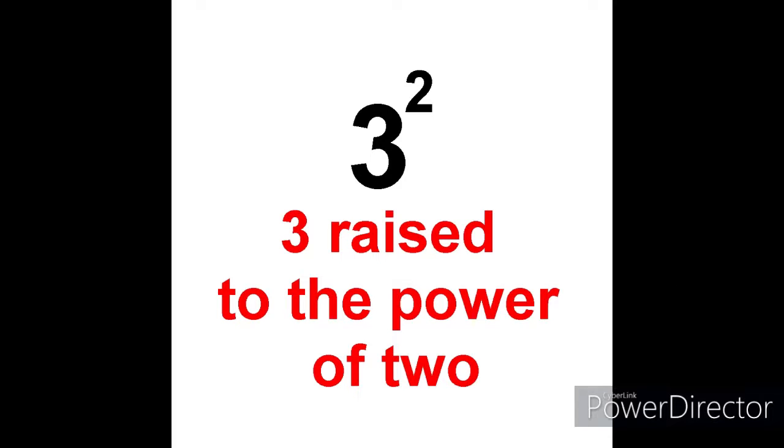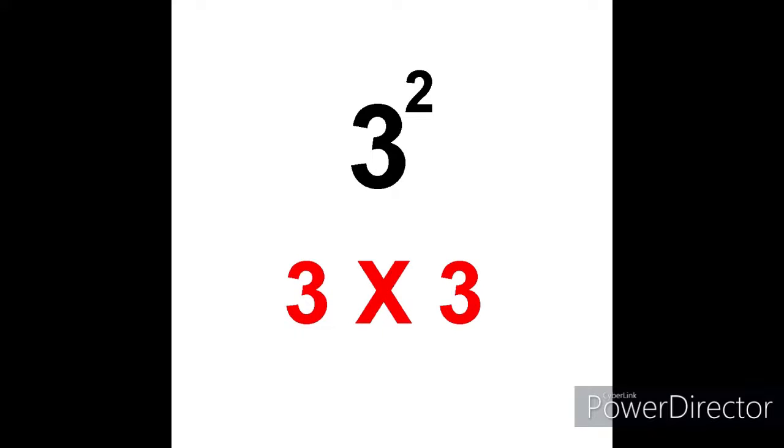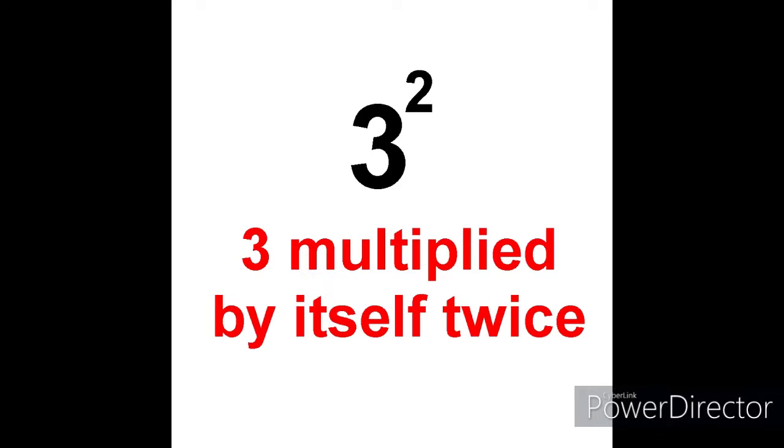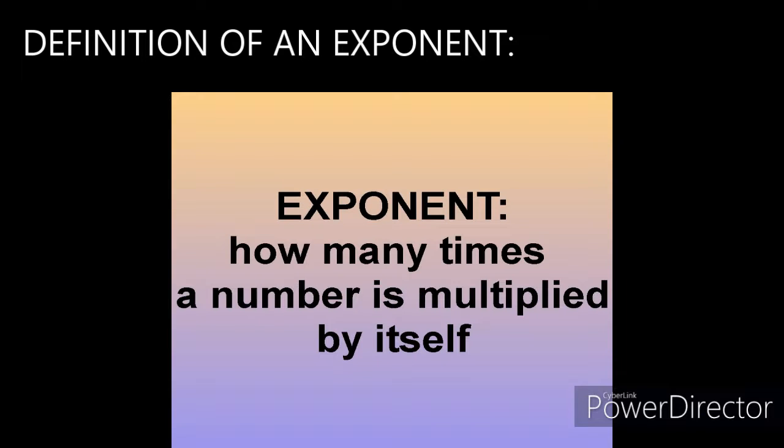This expression can also be described as 3 raised to the power of 2, or in equation form 3 times 3, or as a statement, this is 3 multiplied by itself twice. This leads us to the definition of an exponent. An exponent is how many times a number is multiplied by itself.